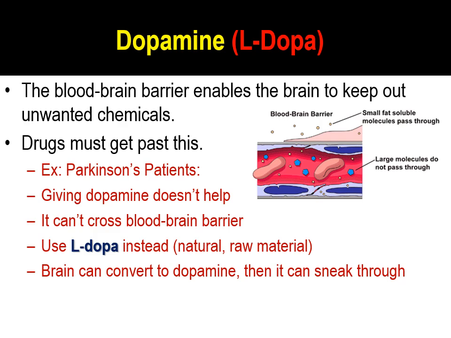Now, one of the problems with just giving dopamine to a patient is dopamine cannot cross the blood-brain barrier, and that is there to keep the brain safe from unwanted chemicals. So we have to use something called L-DOPA. L-DOPA is the natural raw material that can actually get past the blood-brain barrier, and the brain can then convert it to dopamine. We can kind of sneak it through into the system that way.